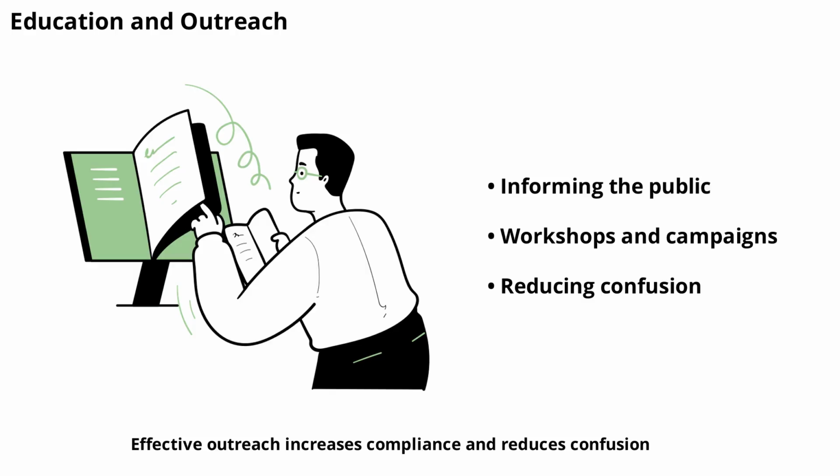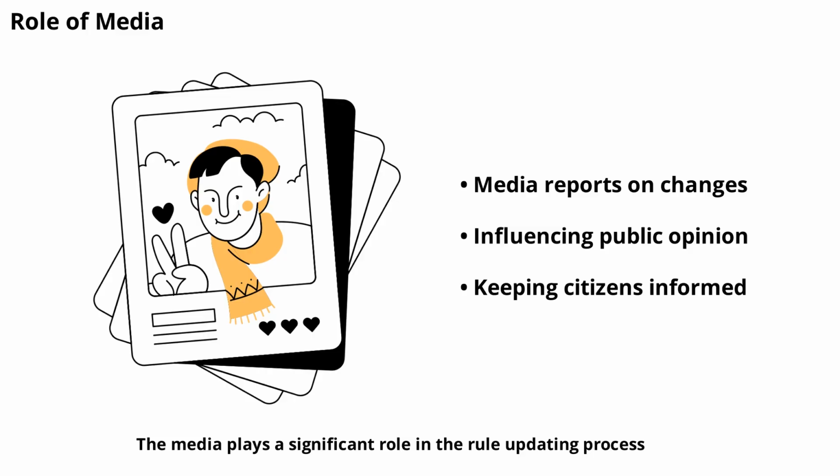Effective outreach increases compliance and reduces confusion. The media plays a significant role in the rule updating process. News outlets report on proposed changes, public debates, and the impact of new rules. Media coverage helps keep citizens informed and can influence public opinion, which in turn affects the rulemaking process.